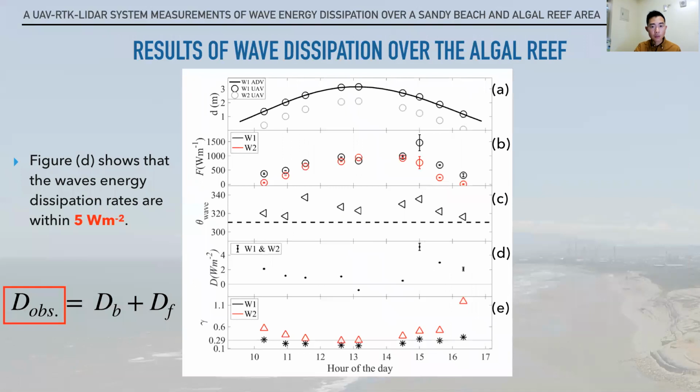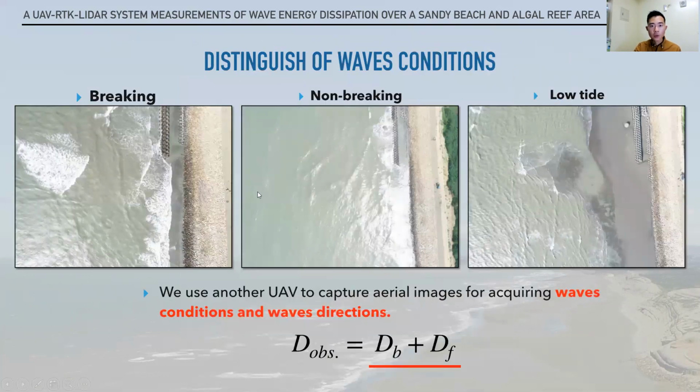These are the results of wave dissipation. In panel B, here shows the difference of the energy flux. W1 is outside, W2 is inside, and then we can calculate on the algal reef area on that day. The dissipation rates are within 5 watt-meters. We need to distinguish the wave conditions and then calculate the dissipation of wave breaking and also the frictional dissipation.